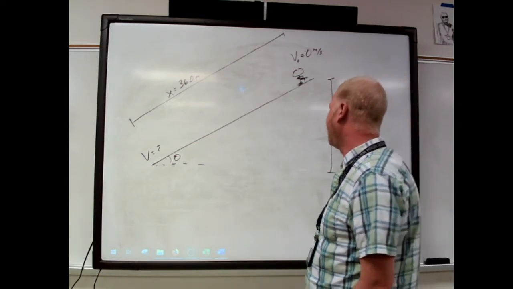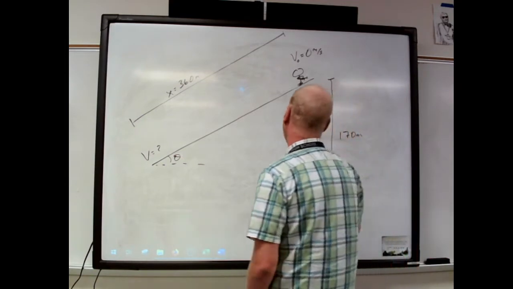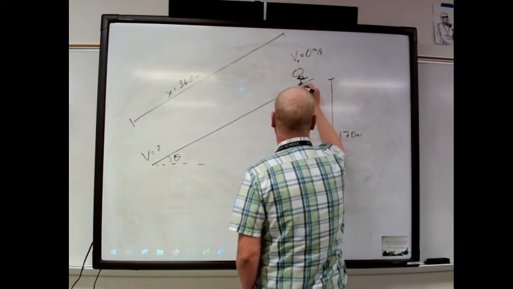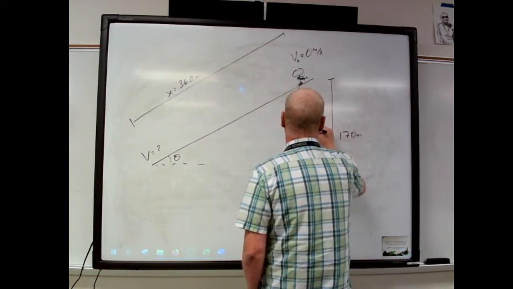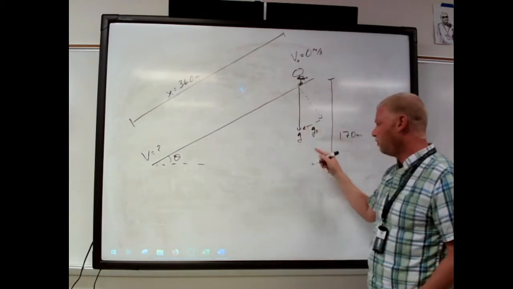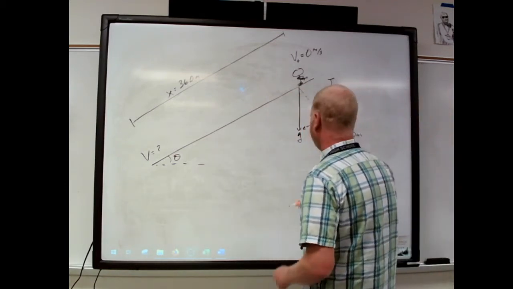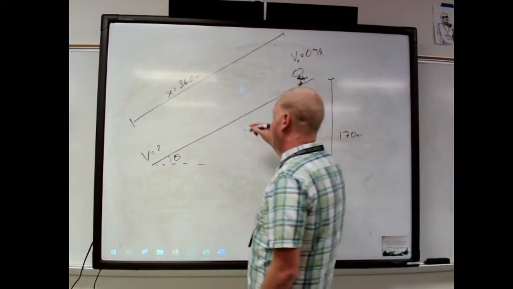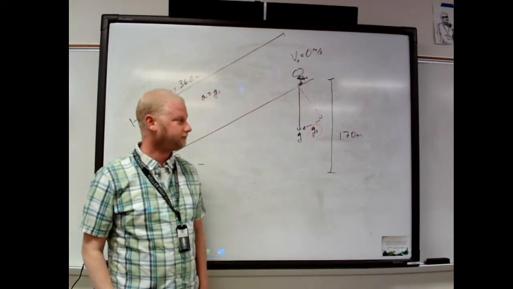Now, in order to know that, we need to know what the acceleration down the ramp is. Right? So if we draw our component vectors for g, we need to know what g parallel is so that we can determine his acceleration down the ramp, right? Because the acceleration here is going to be equal to g parallel.